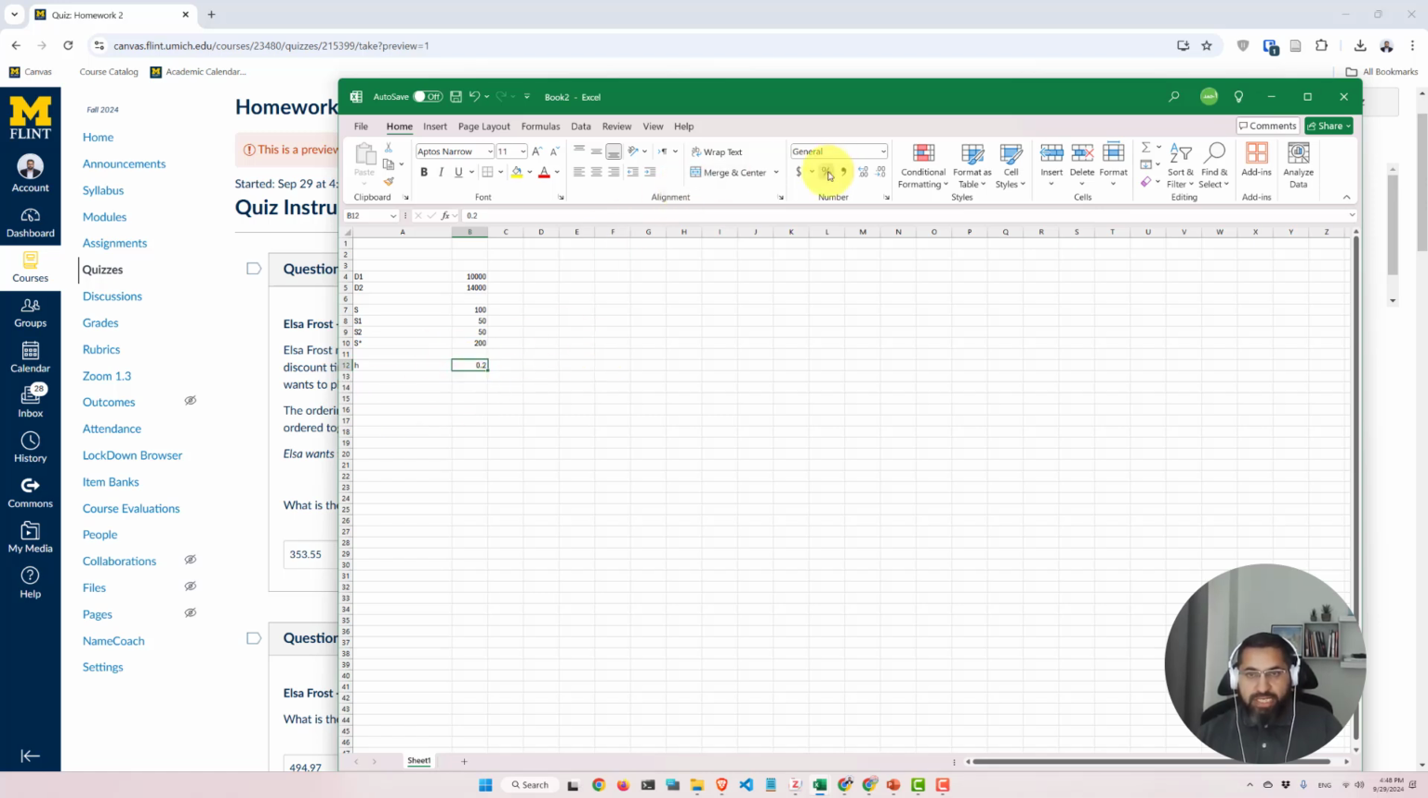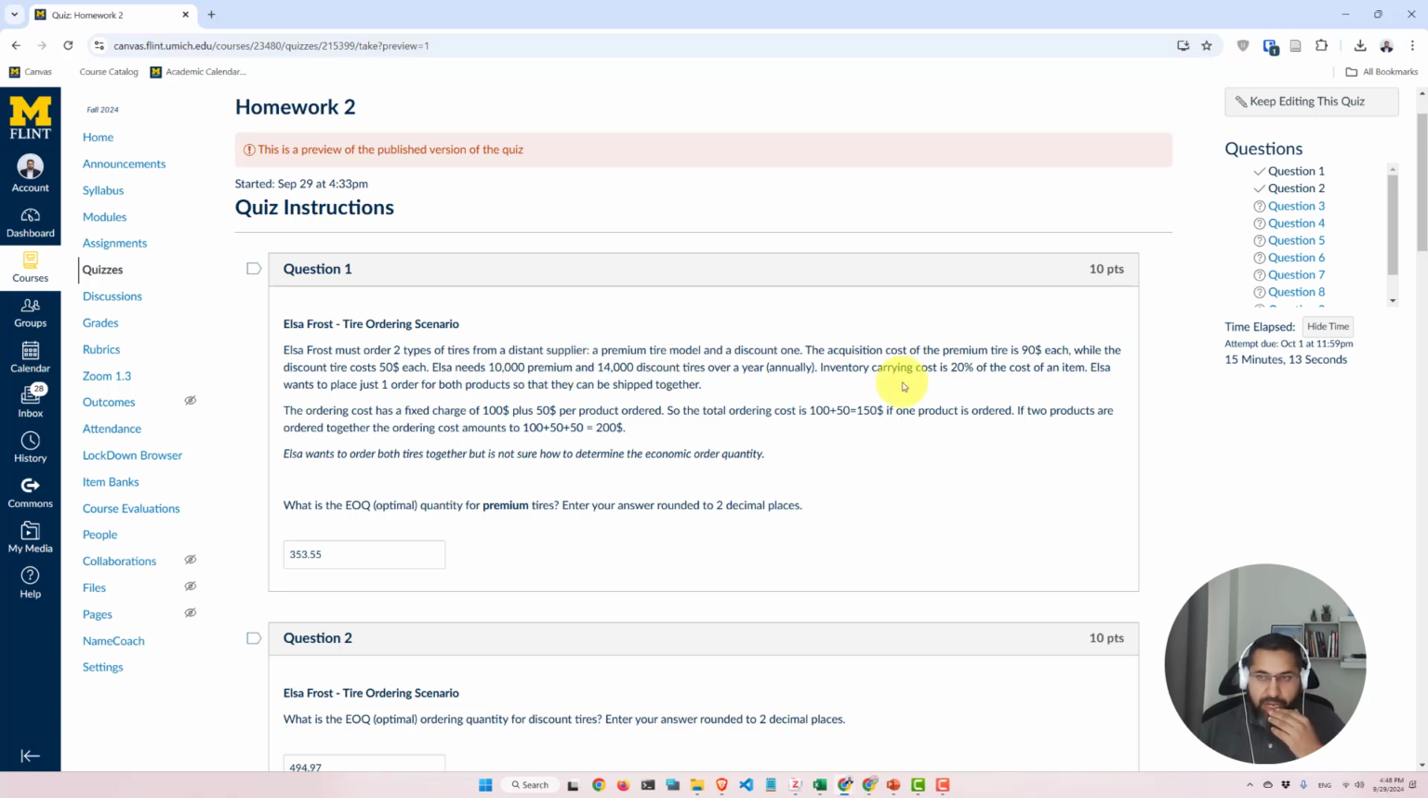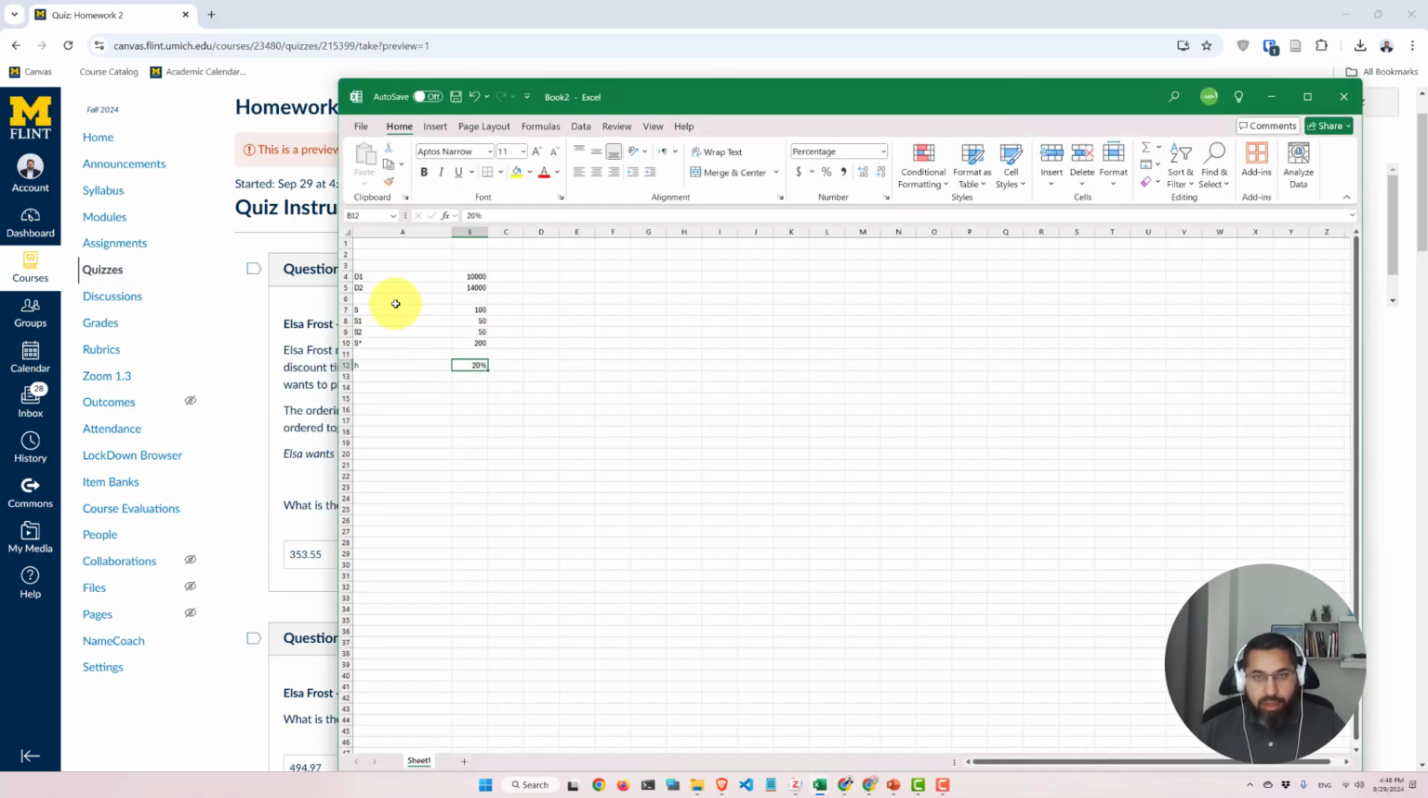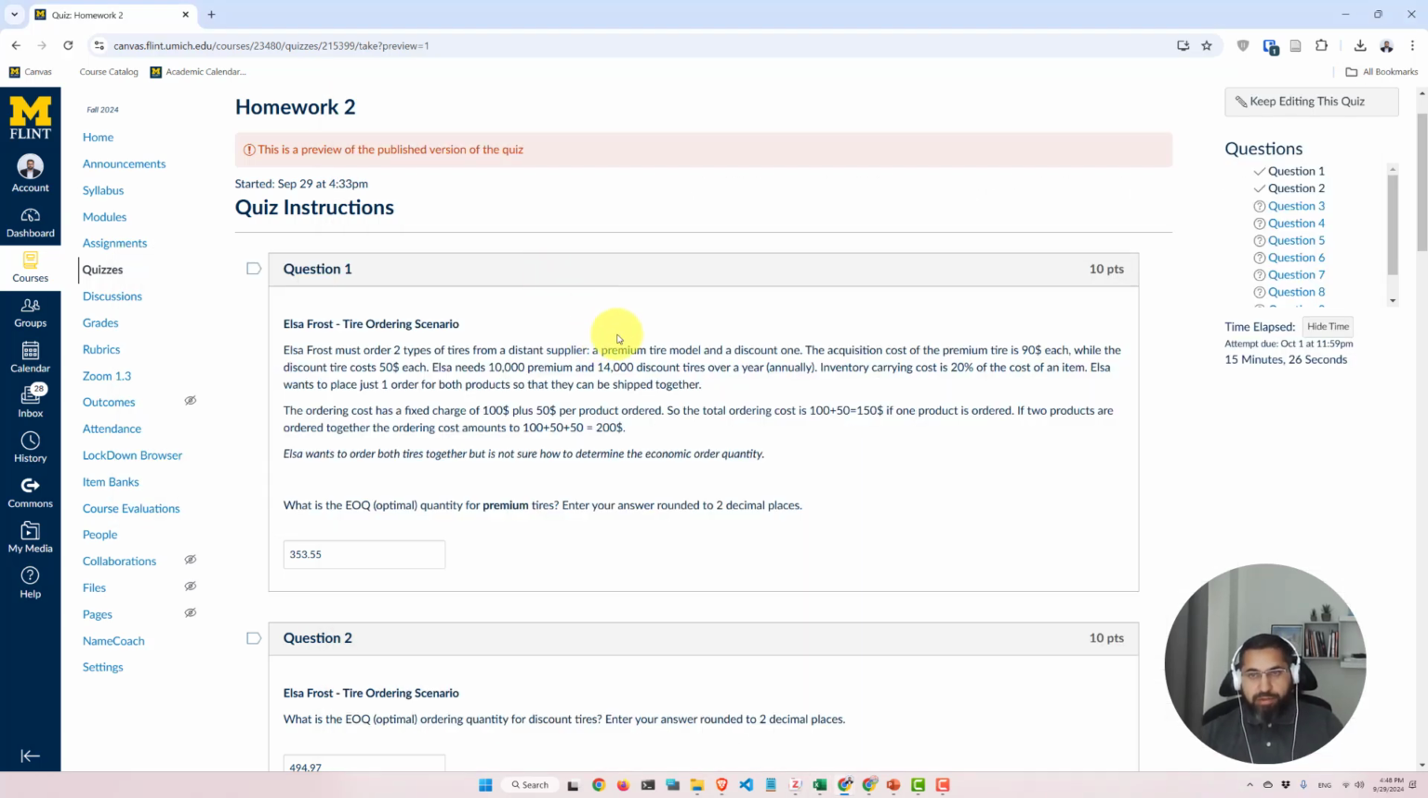Or if you format it as percentage, then you have to type in 20. Don't format it as a percentage and type in 0.2 because that's going to be 0.2% or 0.002. So 20%, or if it's not formatted as a percentage, then you type in 0.2 because 0.2 is equal to 20%. Then what else do we have? So demand, we have the cost. C1, $90. It costs us to get the premium tire, and the cheaper tires are $50 a piece.